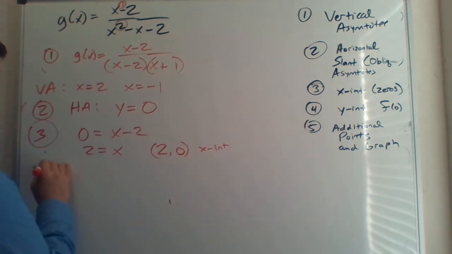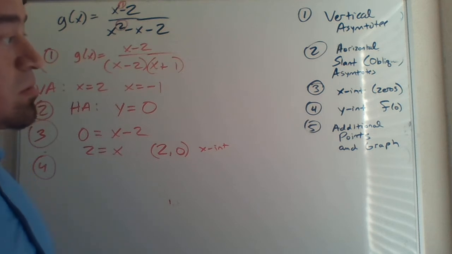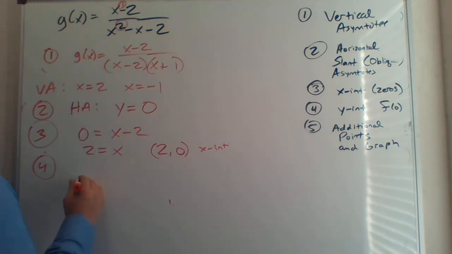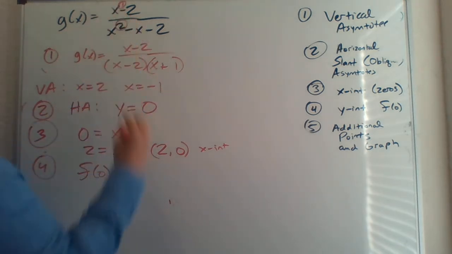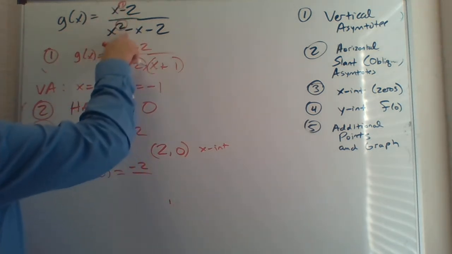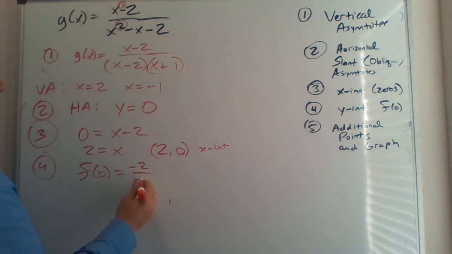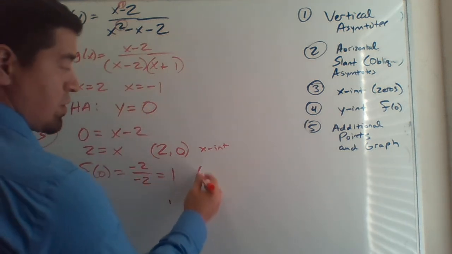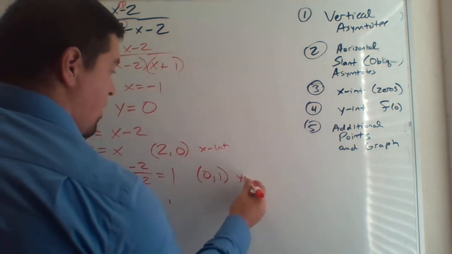And then step 4 would be to find the y-intercept, which now we plug 0 in for x. So we want f of 0. f of 0 is just 0 minus 2, that's negative 2, over 0 squared minus 0, that's 0, minus 2 is negative 2, so that's 1. So now I have the coordinate 0, 1 as my y-intercept.